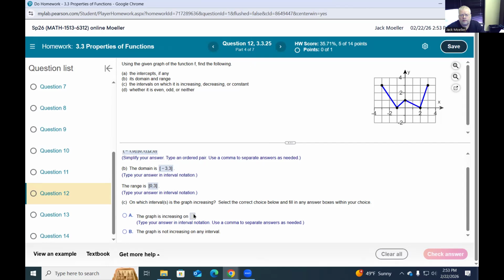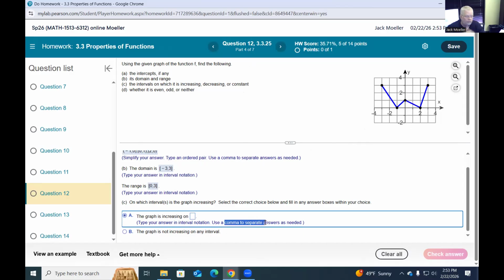Okay, and then it asks for increasing, decreasing, or constant. So there are 2 intervals where it's increasing. There are 2 intervals where it's decreasing because it's negative slope. There is no horizontal, so there would be no constant. So you have to go through and answer them in order. And it says use a comma to separate. So maybe all the ones I picked don't have the union. You actually put the union, the comma between the 2 intervals, which would be nice.